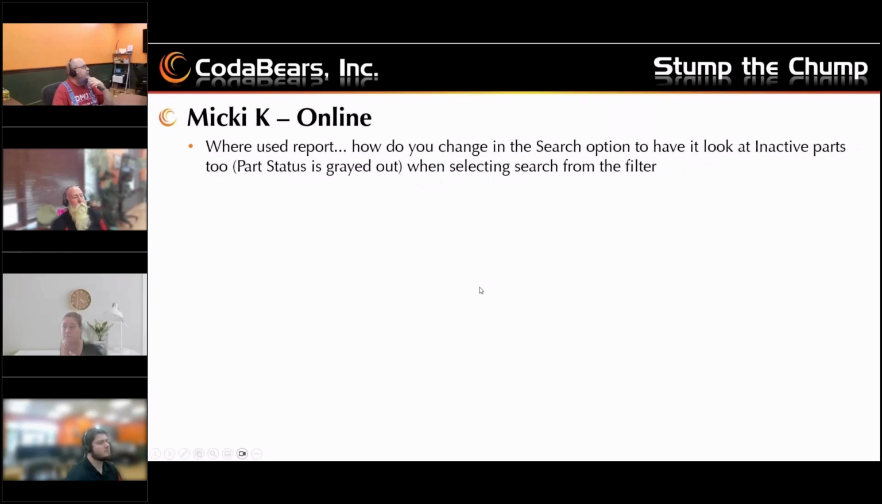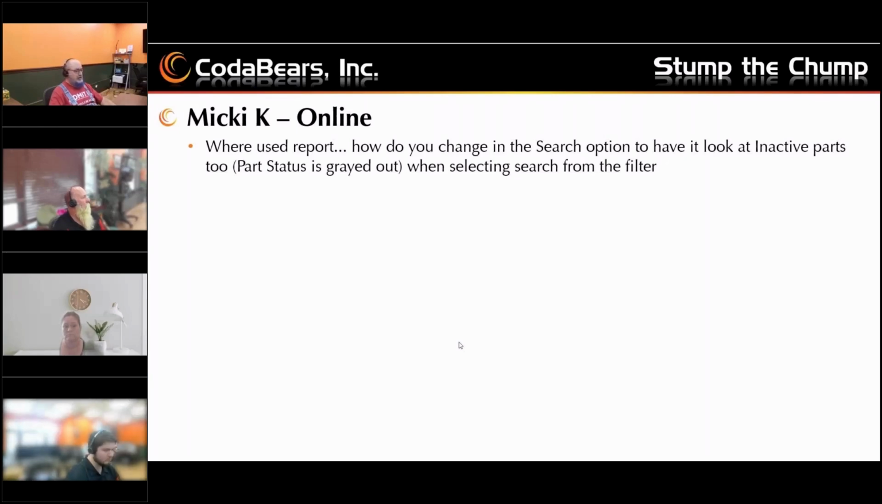Next one from Mickey. The where used report. How do you change the search option to have it look at inactive parts as well? I don't know as if you'd want it to look at inactive parts, because that could be an awful lot of information in your system, like inactive parts or unapproved revisions.